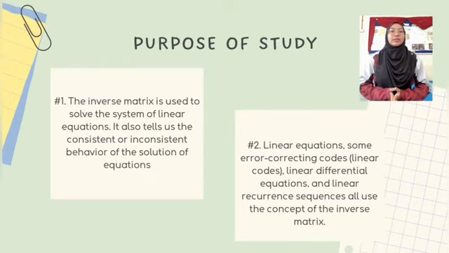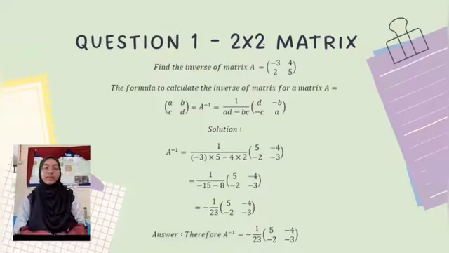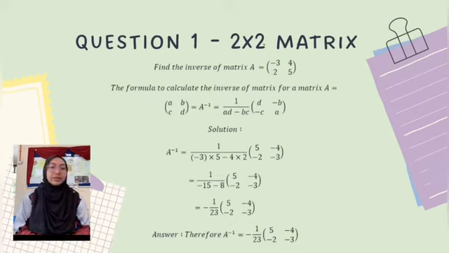Next, linear equations, some error correcting codes, linear differential equations, and linear recurrence sequences all use the concept of the inverse matrix. Here, let us learn about the formula and method related to the inverse of a 2 by 2 matrix. The question is to find the inverse of matrix A, -3, 4, 2, 5. The inverse of a 2 by 2 matrix is easier to calculate in comparison to a matrix of higher order.